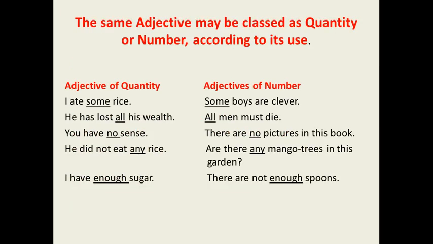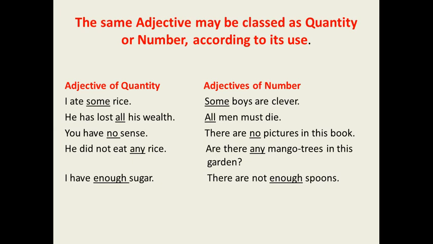The same adjective may be classified as quantity or number according to its use. Just see the examples, that when it will become adjective of quantity and when it will become adjective of number. And I have told you it will be based on its use. Now, the first example, adjective of quantity: I ate some rice. Here it is quantity. Some boys are clever.